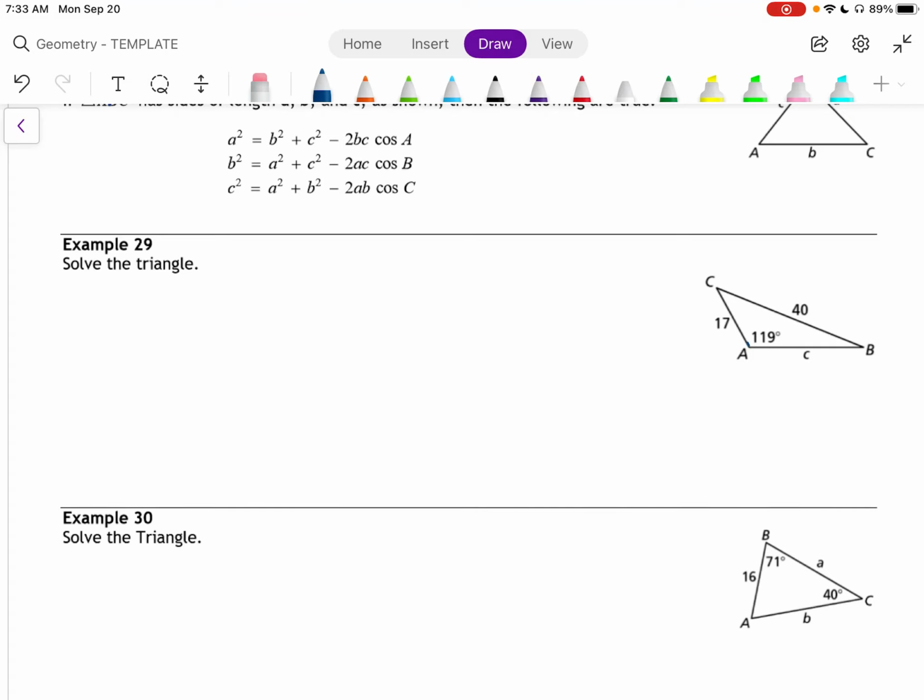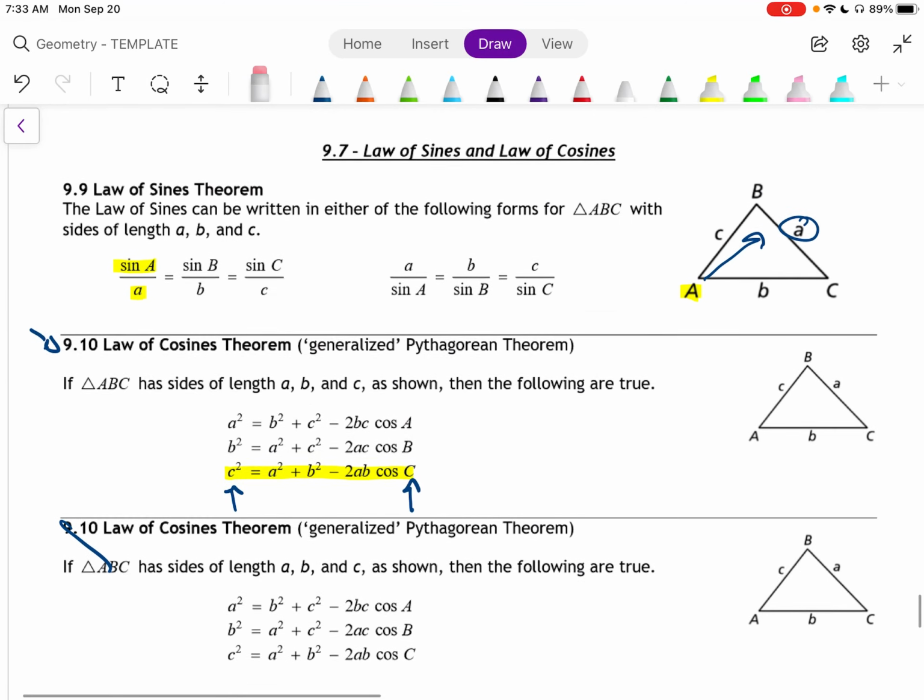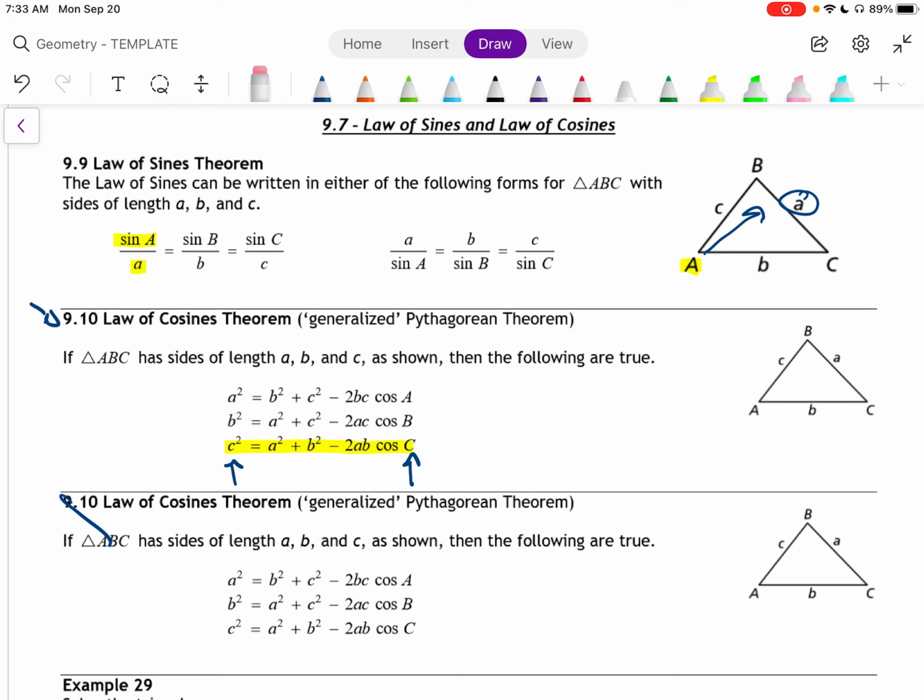So we have 17. 17 goes with sine of B. 40 goes with sine 119. And then, we don't have either C's, so I'm not even going to write that. We don't have the angle C or the side length C. So you can just pick and choose any two of the three fractions here.